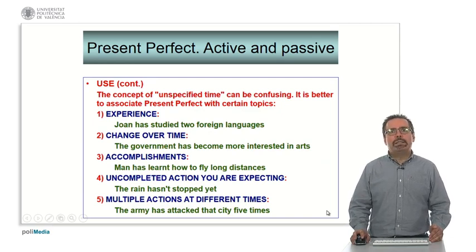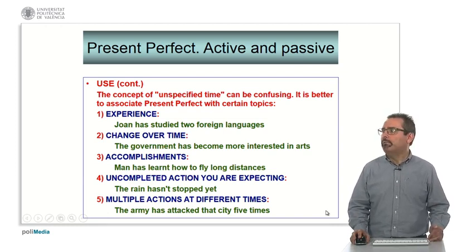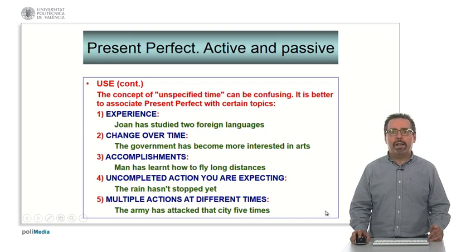The concept of unspecified time can sometimes be a bit confusing, so here we have 5 examples of topics that are associated with this concept of unspecified time in the past. For example, when we describe an experience: John has studied 4 languages. Change over time: the government has become more interested in arts. Accomplishments in the past: man has learned how to fly long distances.